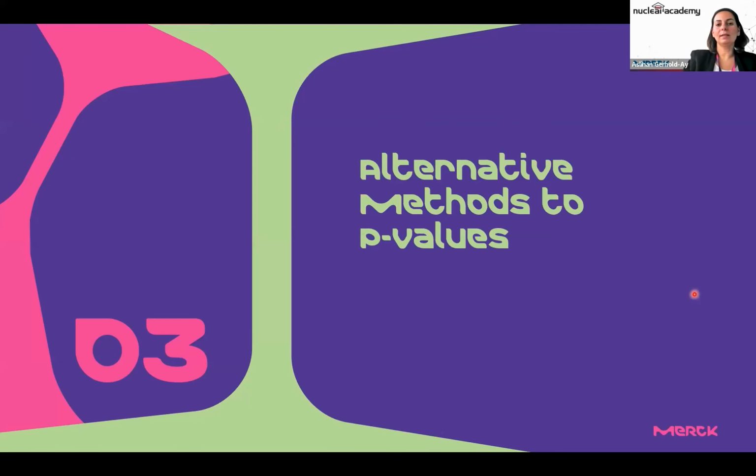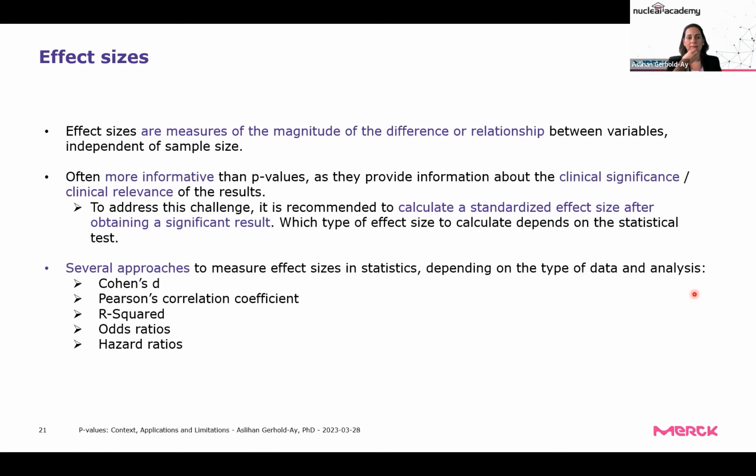Which alternative methods can it be? For example, effect size. Effect sizes are very, very important, especially in clinical research. Effect sizes are measures of the magnitude of the difference or relationship between variables independent of sample size. Effect sizes are more informative than p-values and can provide more information about the clinical significance or the clinical relevance. And which kind of effect sizes do we have? I think the best example, which we always use in the context of clinical research, can be, for example, odds ratios or hazard ratios.